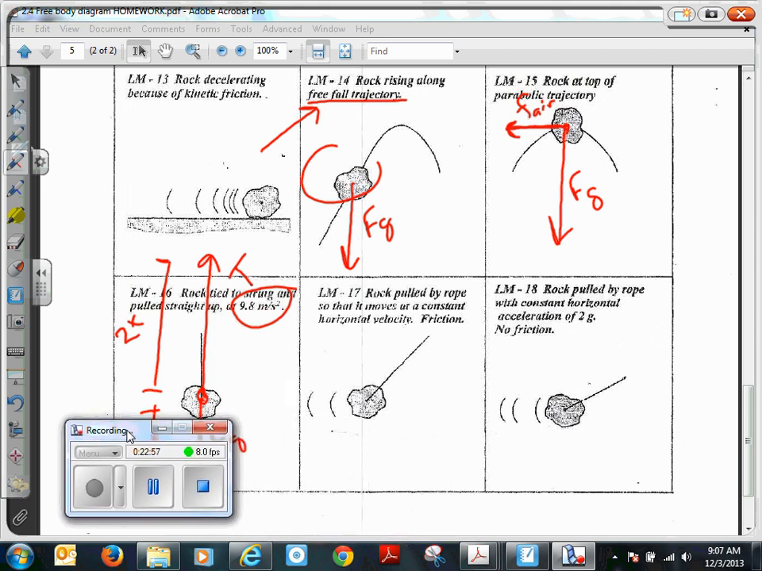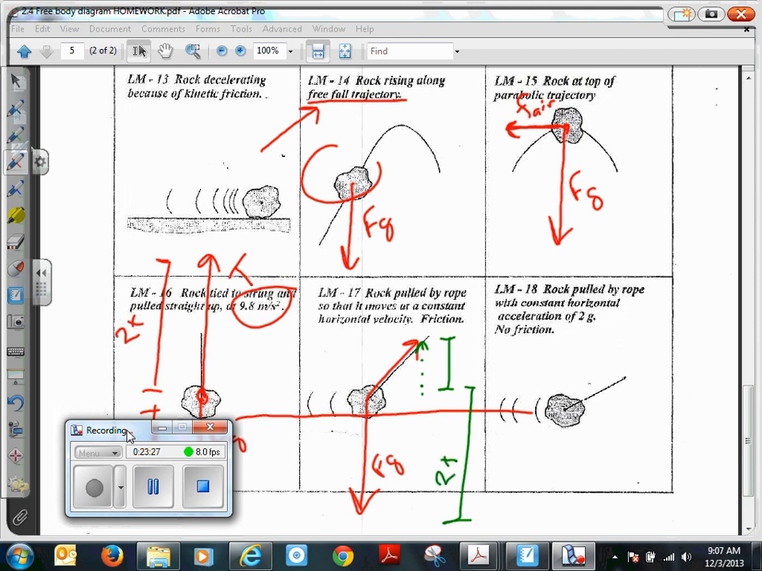Okay, rock pulled by a string so that it moves at a constant horizontal velocity, and there is friction. We have the force of gravity. Okay, and then we have, so there's, what's not here is a surface. We have a force of tension. Okay, and then we have the force of normal. So look at this. We see the force of tension has this much. This is really important. The force of tension has this much that is canceling out part of the force of gravity.